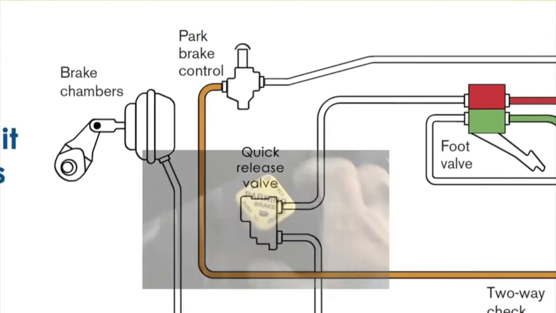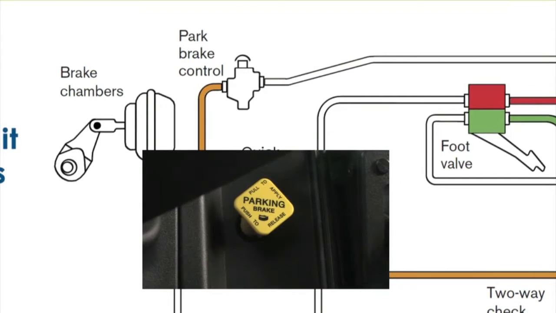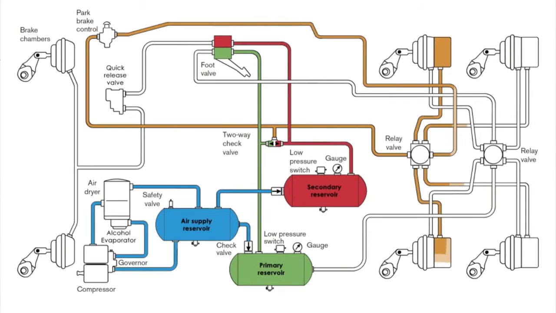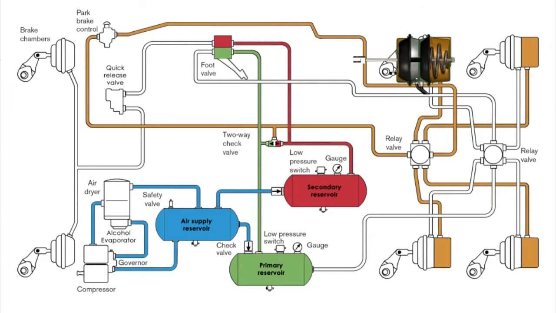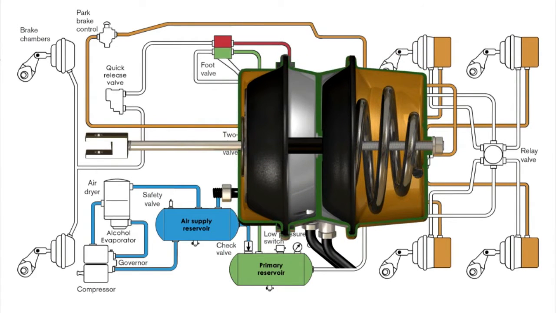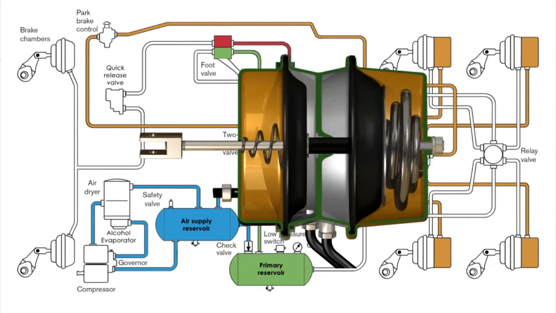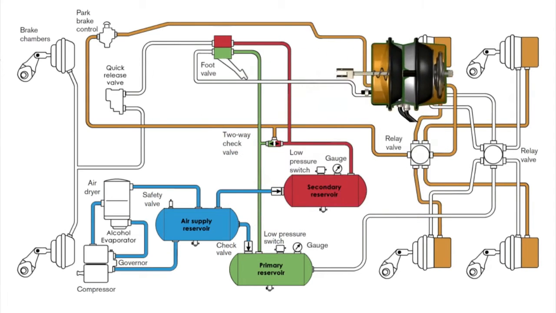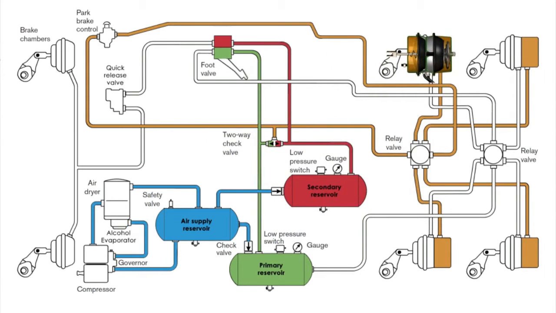Once the pressure has built up, the driver releases the parking brake and air is forced into the spring chambers on the rear wheels. Inside each chamber, a powerful spring has been mechanically applying the brakes. But now the air pressure pushes it back, allowing the wheels to turn freely. This action is also what makes the emergency brake system ready to engage.